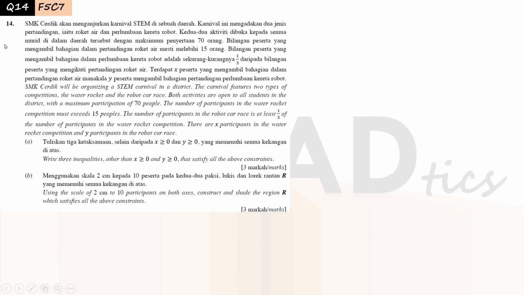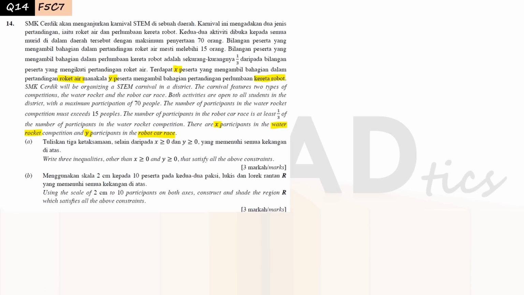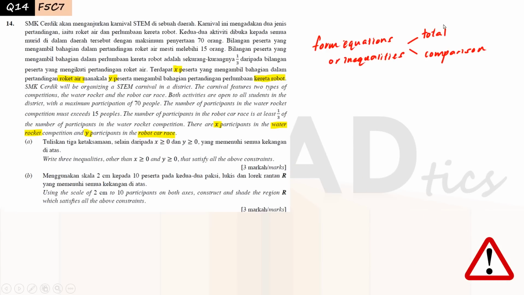Moving on to question 14, which focuses on linear programming. So in part A, we need to write out the 3 inequalities as usual. So let's identify what is X and what is Y first. So X would be the participants in the water rocket competition and Y would be the participants in the robot car race. Okay, so to write out inequalities from a paragraph, we are going to find the sentences that mention the total or compare the value of X and Y.